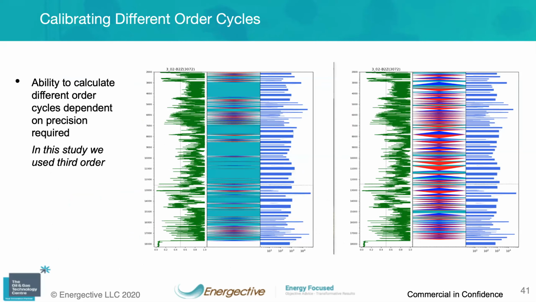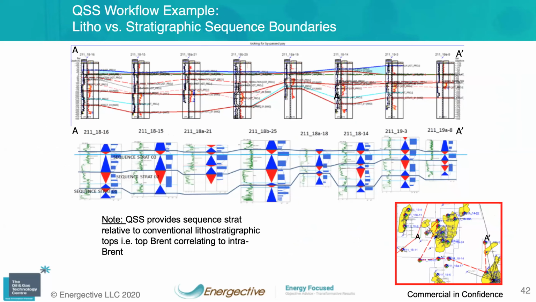Again, we can have different order cycles. So we can have either a third order or even a fifth order, depending on the detail and the parameterization that we put out. But if you look at that, the QSS tends to be almost the same. We've done this because we wanted to make sure that we were not only looking at lithostratigraphic information, but sequence stratigraphic information. So we wanted to make the difference.